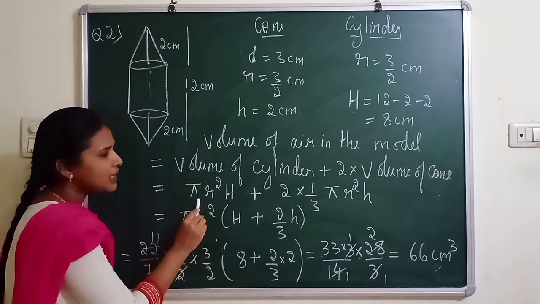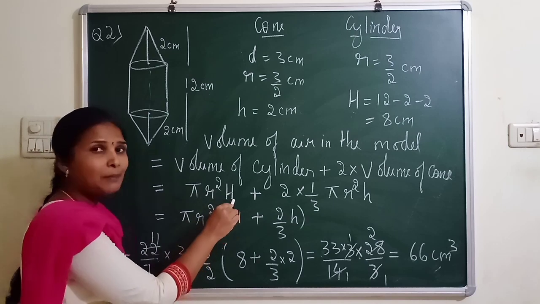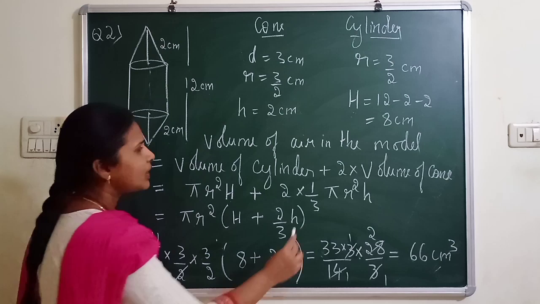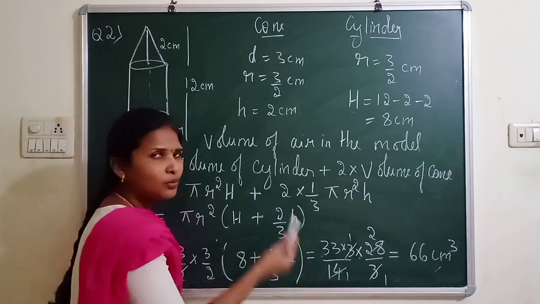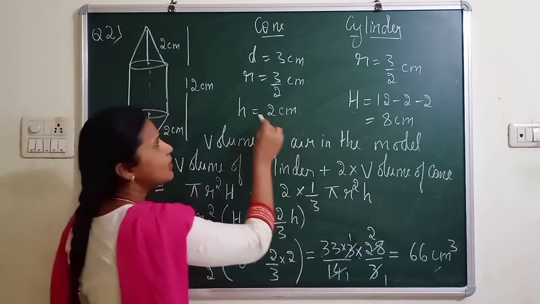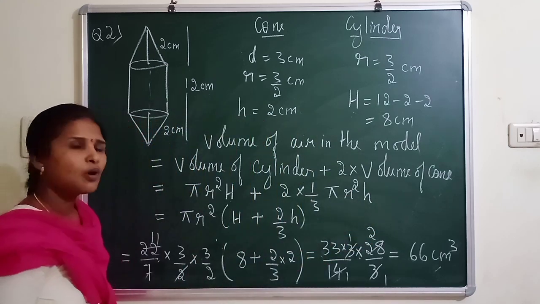So what is the volume of a cylinder? Pi r square h, capital H. Why have I used capital H there? And 2 into, why 2? Because you have 2 cones. 1 by 3 pi r square small h. Why? Because I have used small h for the cone.